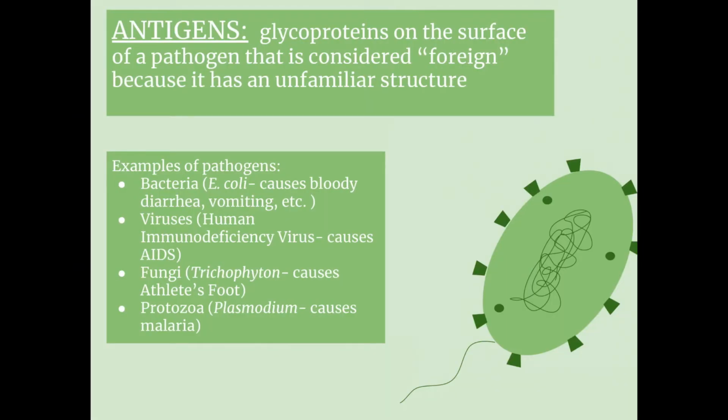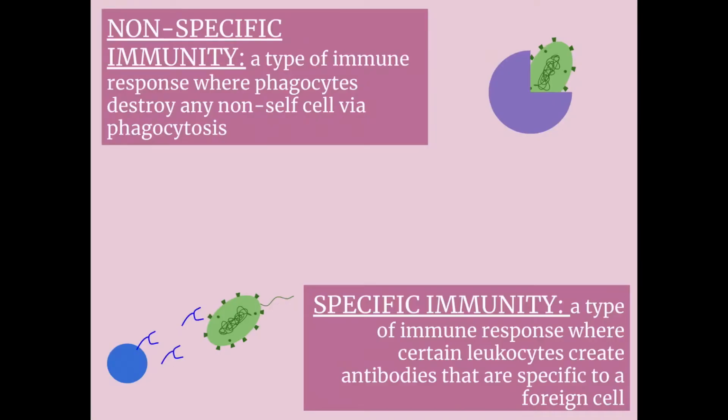Antigen is the name we use for unfamiliar surface molecules on a pathogen. These antigens are how our immune system classifies cells it encounters. Some pathogens include bacteria, virus, fungi, and protozoa. When leukocytes find antigens, they set off an immune response.